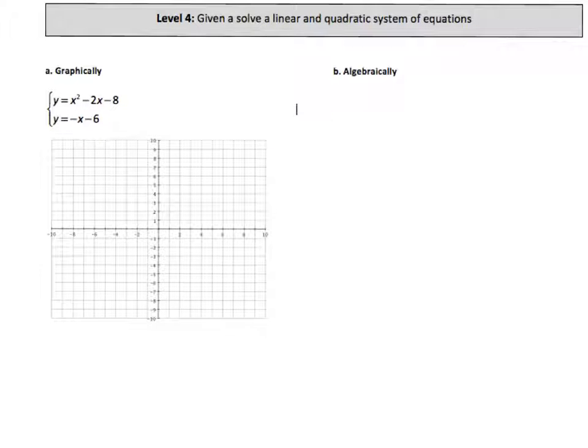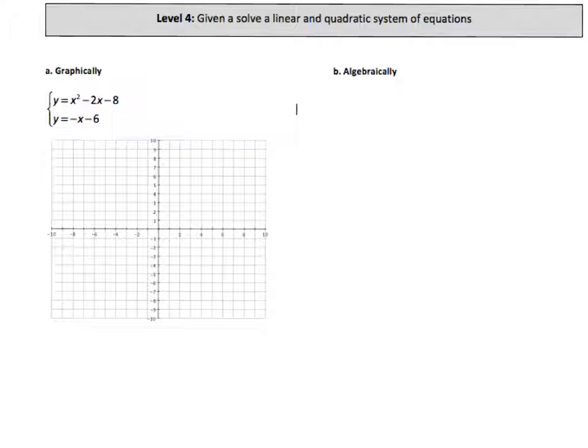Okay, so level 4s is solving a system with one linear and one quadratic. Before, we did 2 linears and we talked about 3 ways to solve that. We solved by graphing, and the solutions were where they intersected. We figured out elimination: we multiplied both equations by something and got a variable to cancel out. And then we also talked about substitution. So I'm going to show you both ways to do this. It's going to be graphically, and then probably by substitution, I think, is the easiest way.